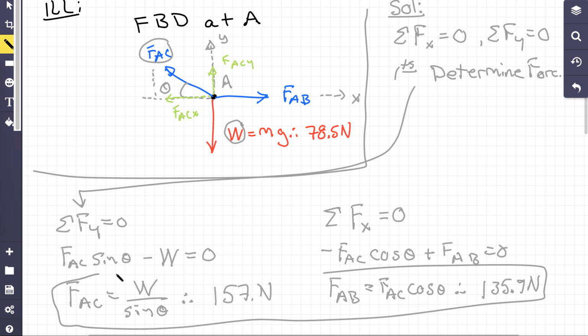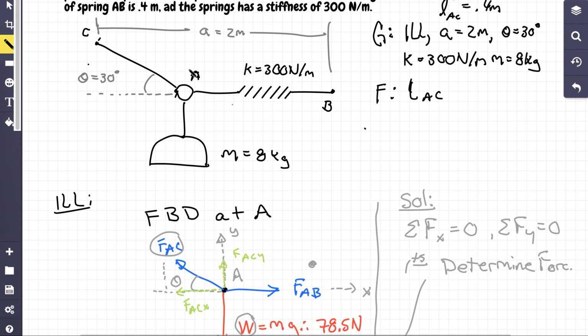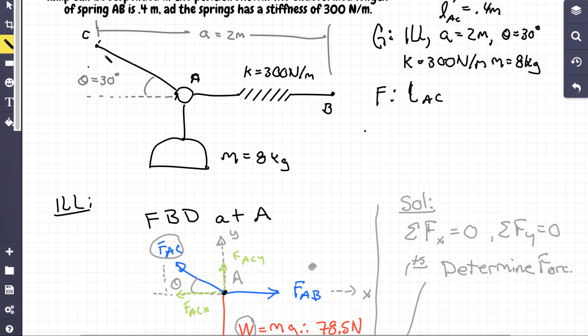So now we're on track to start to solve for this. The next time we're going to isolate the spring, and then we're going to find the information in the spring that gives us the distance between A and B. Knowing that, we can then find out the length between C and A.